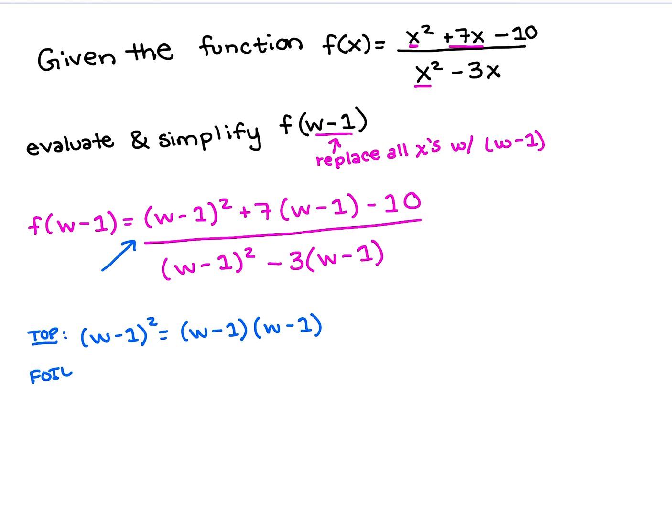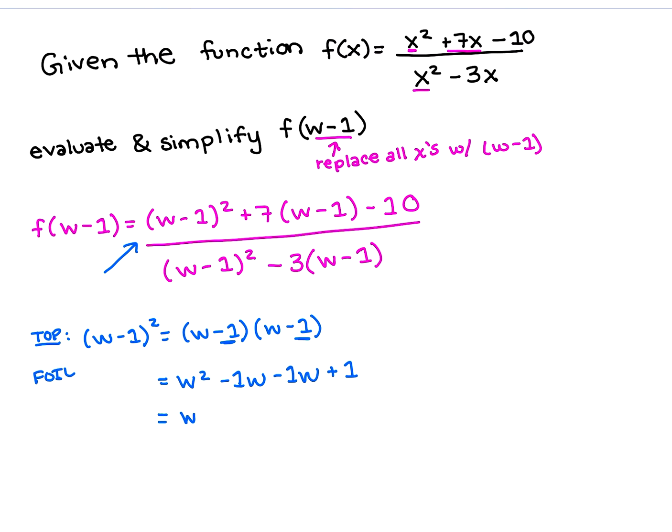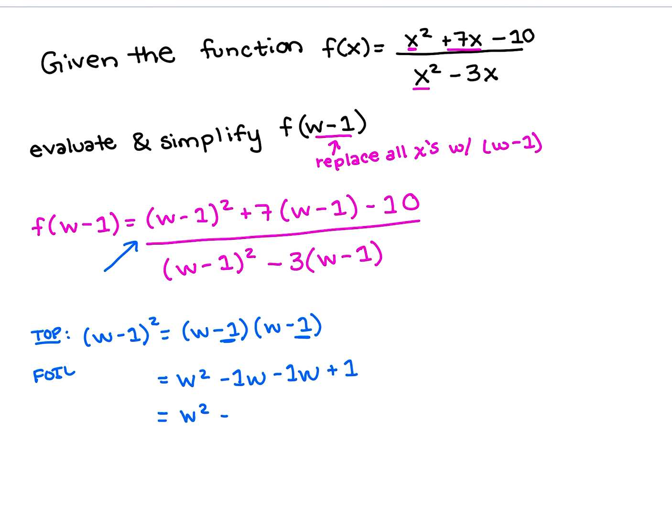First, outer, inner, last. So our w's, w times w is w squared. Now we're going to look at the outer pieces. So on the outside we have w times negative 1, which is going to be negative 1w. And then our inner terms, we have negative 1 times w, which is going to give us negative 1w. And then our last terms, the last term on both is negative 1 times negative 1, which is going to be a positive 1. So w minus 1 squared ends up being w squared, and then you have minus 1w minus another w. So negative 1 minus 1 is negative 2w plus 1.